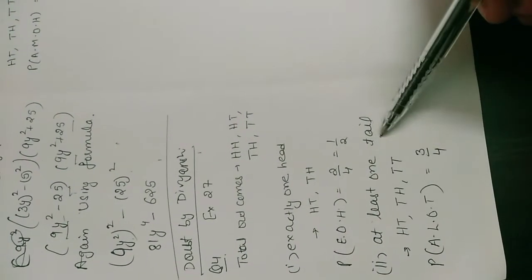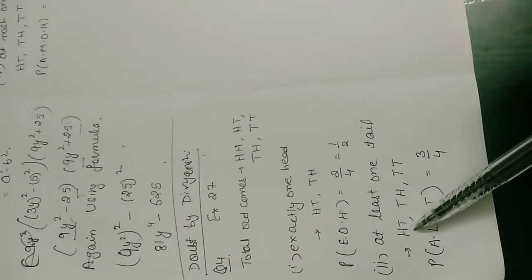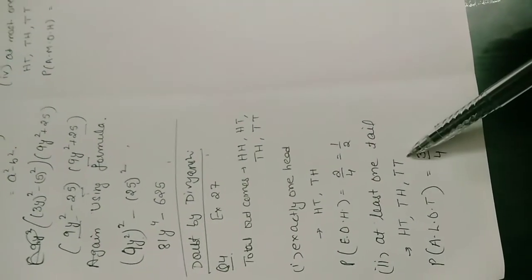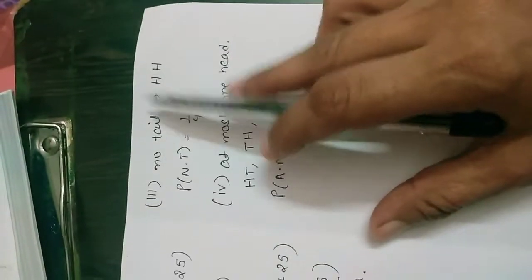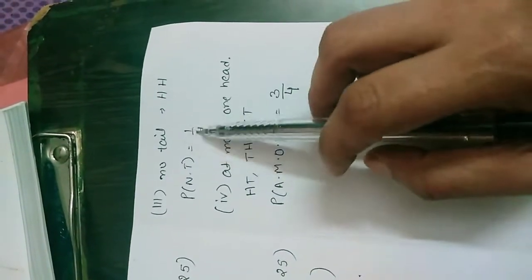At least one tail, one tail should be there, so that is in head tail also, tail head also, tail tail also. So that's why 3. No tail, so no tail, only head head, so that's why 1 by 4.